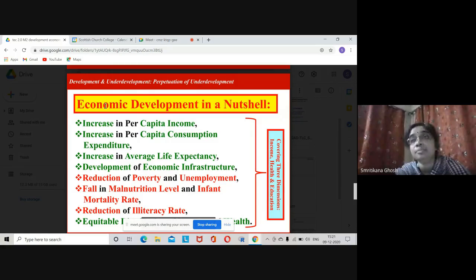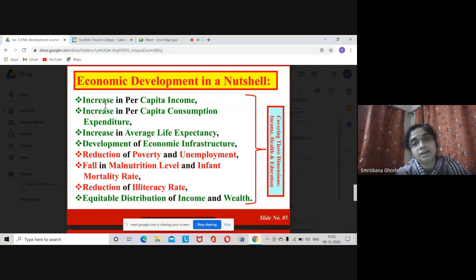The fourth one is the development of the economic infrastructure. The next one is the poverty and unemployment reduction. Then comes the malnutrition. You can understand if there is a long existence of malnutrition, people cannot be as productive as they can. So malnutrition should be reduced, and the infant, that means the children, they are most vulnerable. So infant mortality rate should be reduced, illiteracy rate should be reduced, and finally, whatever revenue or whatever benefit is earned through this development process, that should be distributed equally among the people of the nation. So in a nutshell, we can say these are the main features of the economic development.